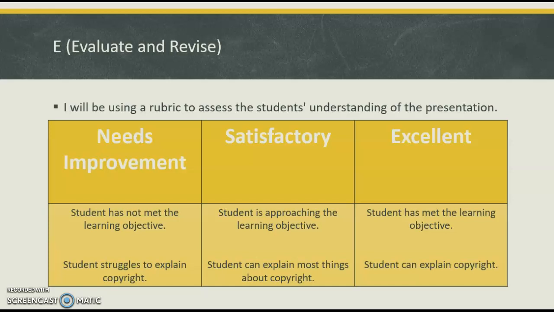And then the E, evaluate and revise. I'll be using a rubric to assess the students' understanding of the presentation. I just did 3 categories: needs improvement, the student has not met the learning objective and struggles to explain copyright; satisfactory, meaning the student is approaching the learning objective and can explain most things about copyright, but not all things; and excellent, the student has met the learning objective and can explain copyright.